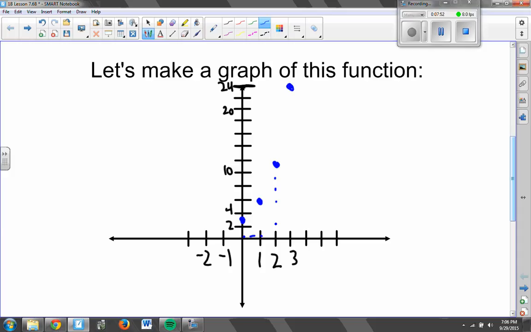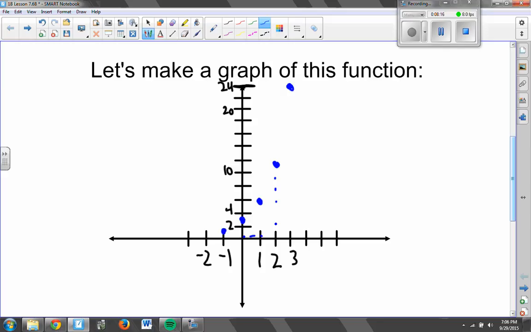So hopefully we can see that this line is getting steeper and steeper. This graph is going up by more and more every time. And if I go backwards a little bit in the negative x values, when my x value was negative 1, my y value became 3 over 2, which is 1.5. So that should be just below the 2 right there.